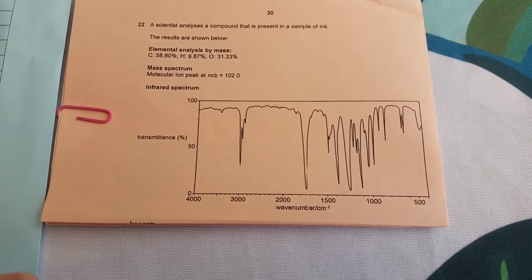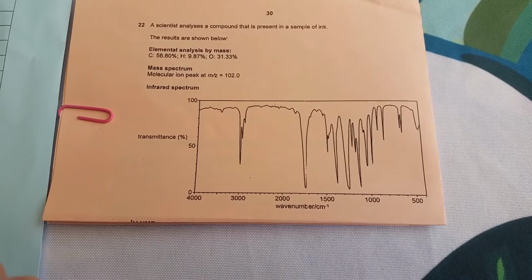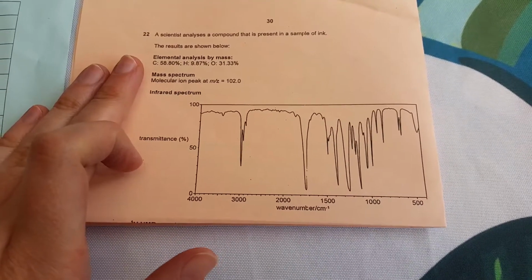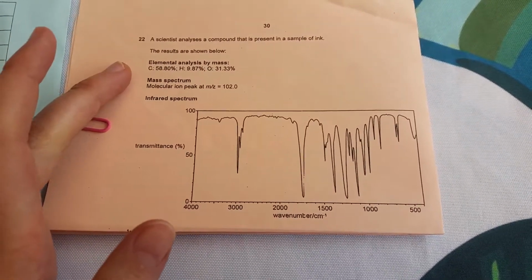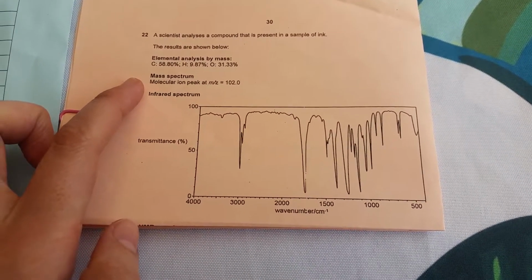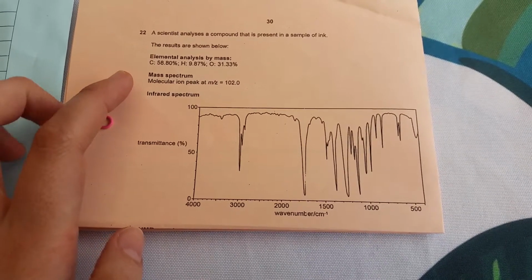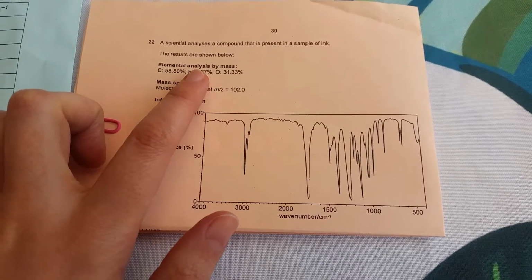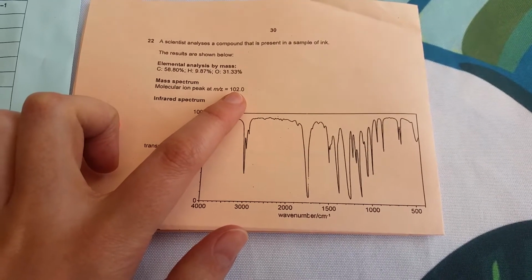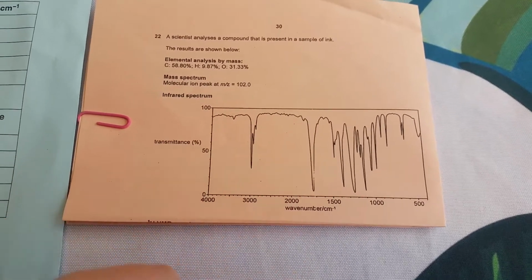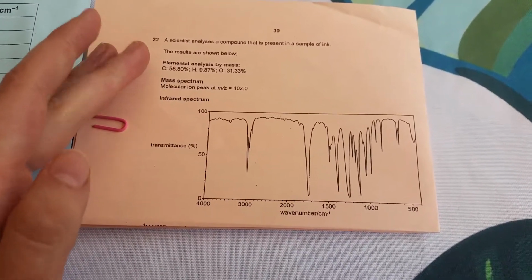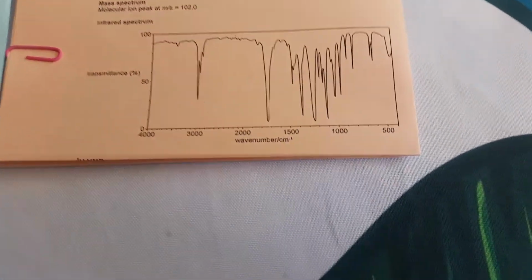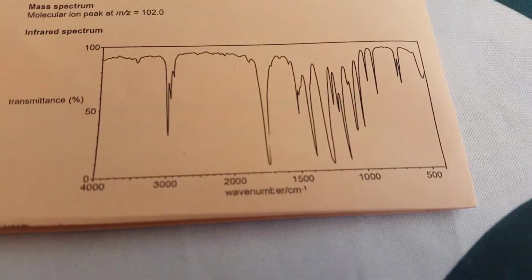In this question it says we're looking at a compound present in a sample of ink, and we're given elemental analysis, so we can get the empirical formula from that. We're given mass spec. We've got an M plus peak, which tells us the relative molecular mass of the whole molecule, so we can see if that empirical formula is the molecular formula. And we've got an infrared spectrum. This technique is often combined with other techniques to make it more useful. But let's focus on this graph to begin with.